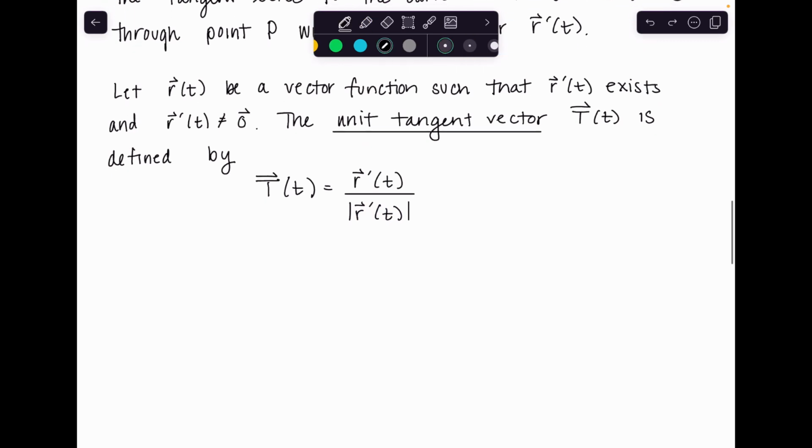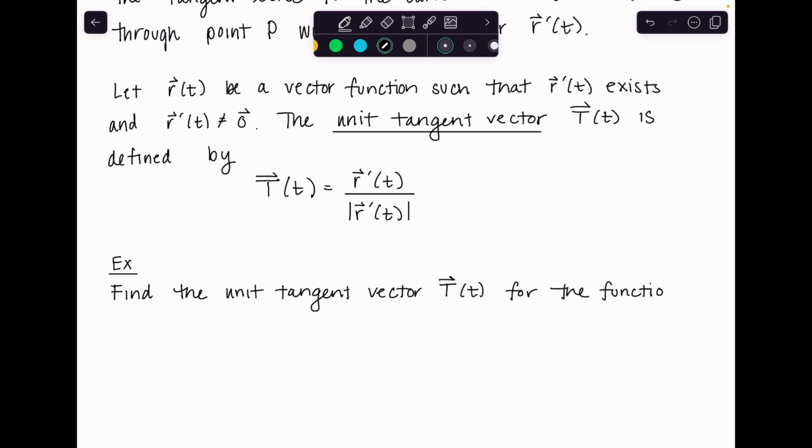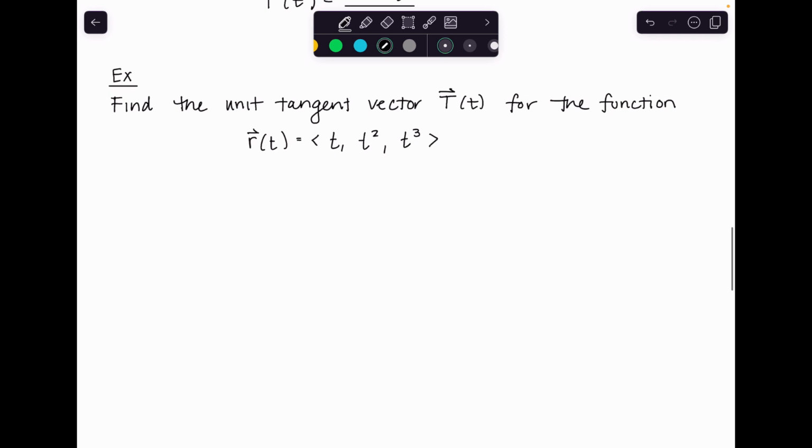So just to show you an example with this, let's go ahead and find the unit tangent vector for the following function. r of t is going to be t, t squared, t cubed. So we're going to find the unit tangent vector, and we're going to use that to find T of 1.